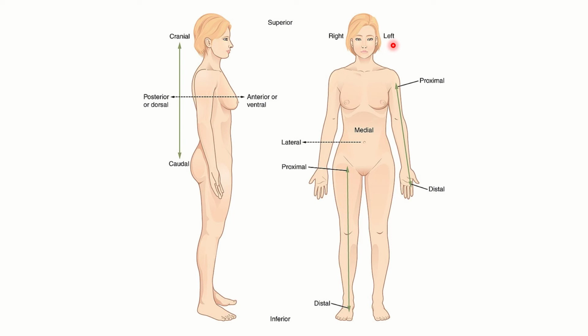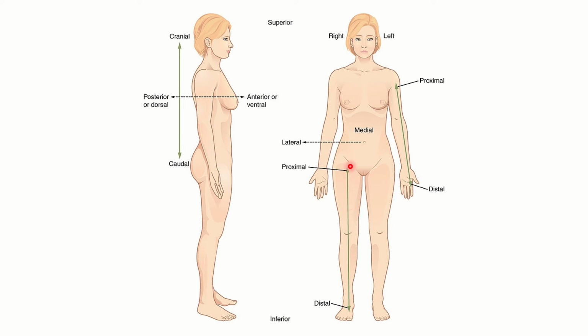Right and left, everybody knows that. If there is an imaginary line here in the middle area, anything that goes toward the midline is called medial, and if it is going away from the midline, that is called lateral. The proximal and distal is related to attachment. So here you have the lower limb and you have an upper limb, so it is more applicable to upper and lower limbs.